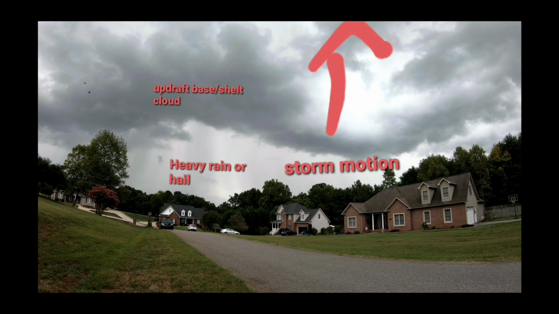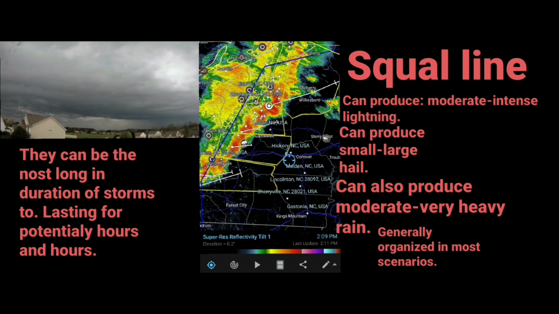The next type of thunderstorm is the squall line. These storms can produce moderate to intense lightning, can produce small to large hail, and can also produce moderate to very heavy rain. They are generally organized in most scenarios. They can be the longest in duration of all the storms too, lasting for potentially hours and hours.